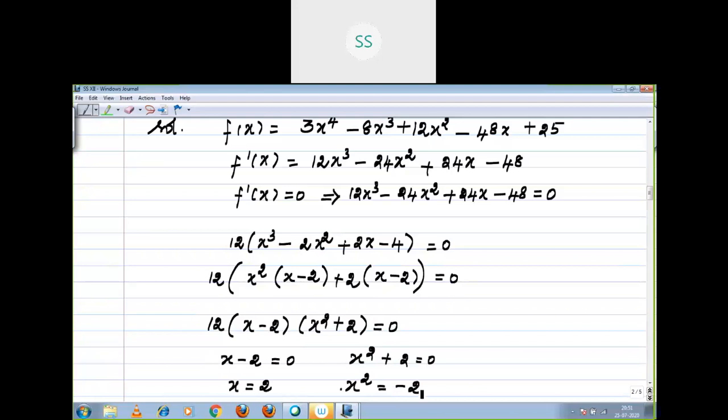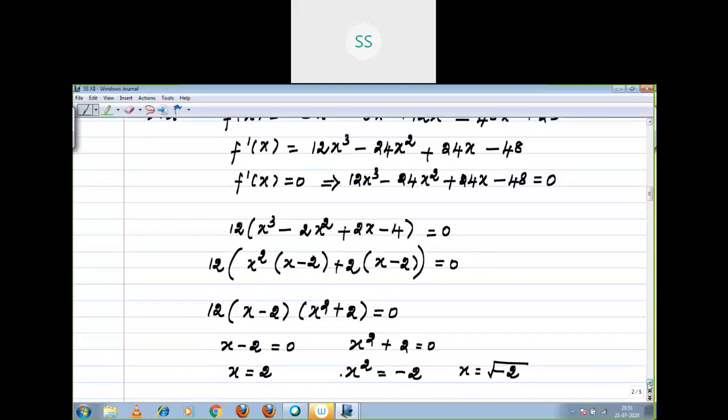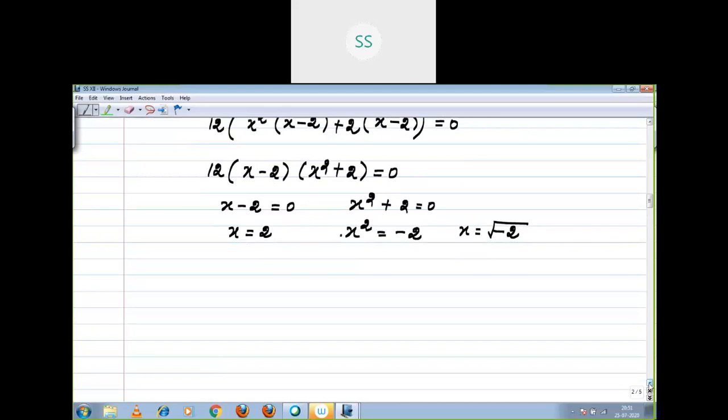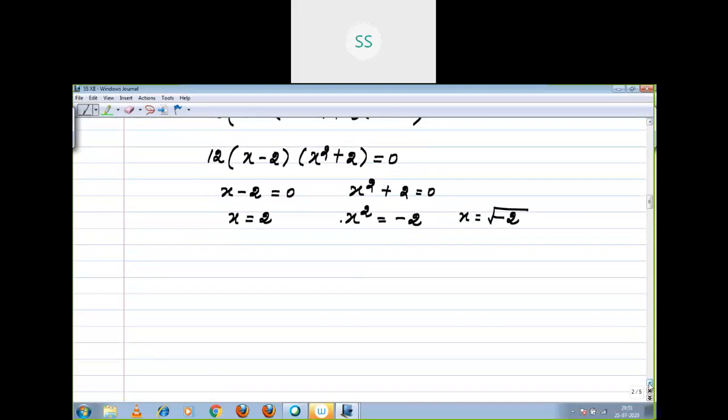When you arrive at x square equal to minus 2, what is your conclusion? x is equal to minus square root of minus 2, square root of minus 2. That means what is your conclusion here? The only root is x is equal to 2. Because it is a polynomial, we have only the real numbers. The second one represents complex, so you are going to reject it.